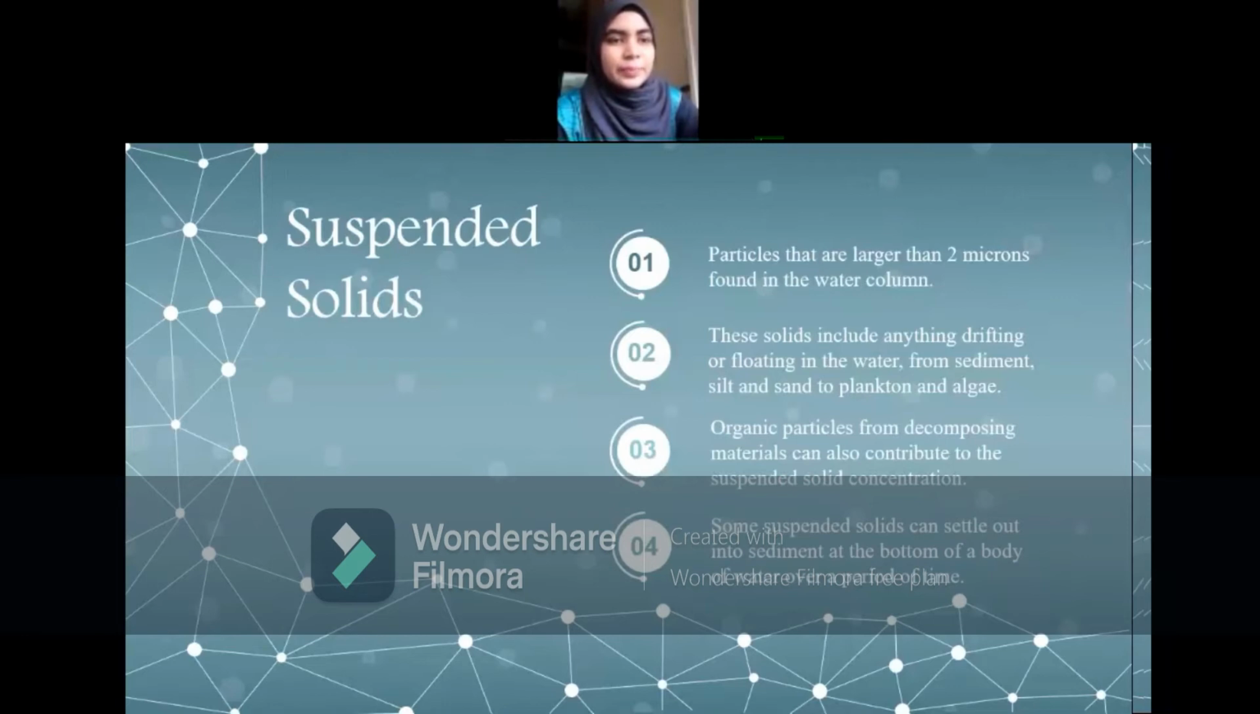Organic particles from decomposing materials can also contribute to the suspended solid concentration. As algae, plants, and animals decay, the decomposition process allows small organic particles to break away and enter the water column as suspended solid. Some suspended solid can settle out into sediment at the bottom of a body of water over a period of time.